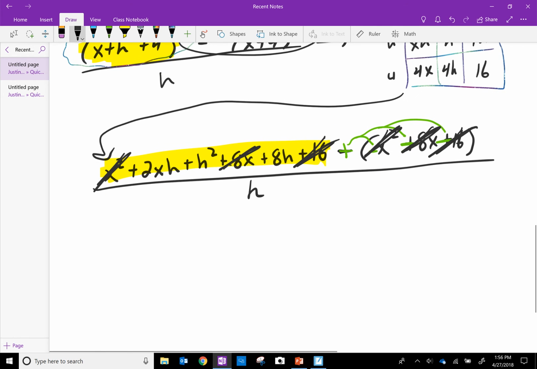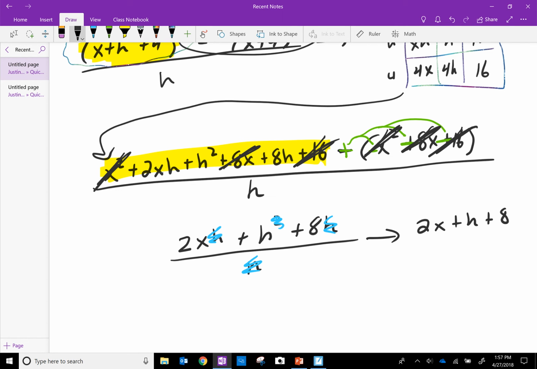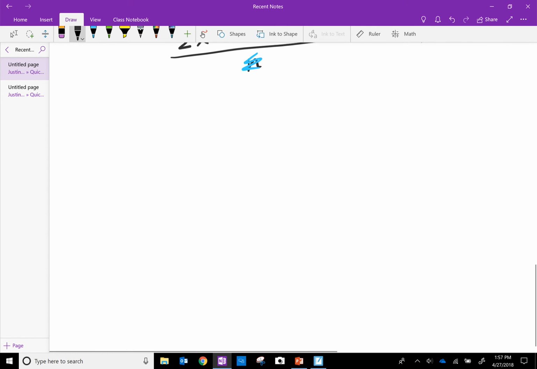So what we're left with on the top is just stuff with h's. 2xh plus h squared plus 8h all over h. This h will cancel one of those. So the final result would be 2x plus h plus 8. So that's the value of the difference quotient for number 2.